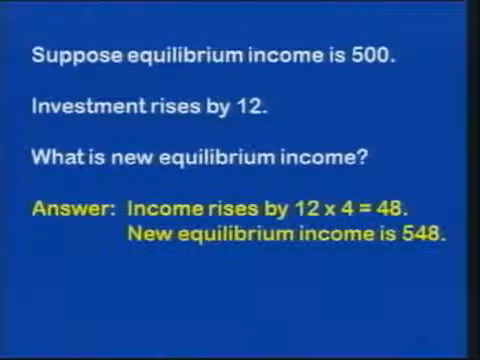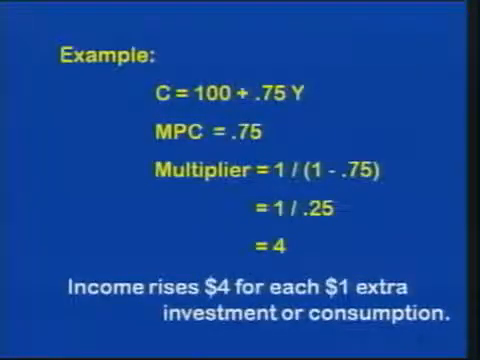Notice that the multiplier is larger the larger the marginal propensity to consume. Quickly, if marginal propensity to consume is 0.9, what is the multiplier? 10. So what this tells us is that a high marginal propensity to consume ends up creating a bigger effect in the economy of changes in consumption or investment.